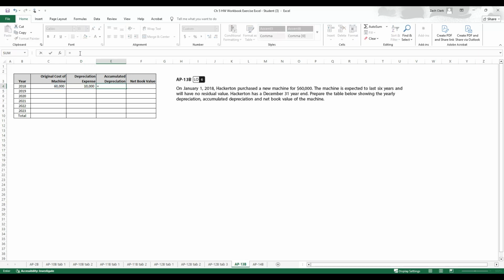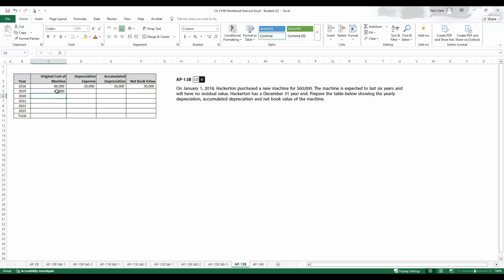And then accumulated depreciation in this first year is just equal to depreciation expense, because this is just going to be the accumulated balance of all the depreciation to date. And so far to date, we just have that one amount, okay? And the net book value we calculate by taking the cost minus the accumulated depreciation at that point. And so you can see C4 minus E4 gives us a net book value of $50,000 at the end of the first year.